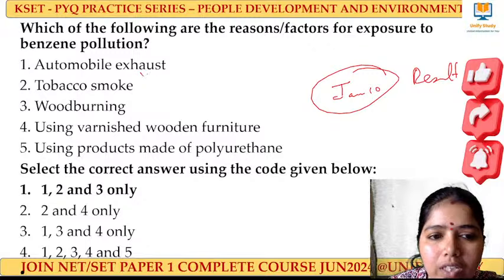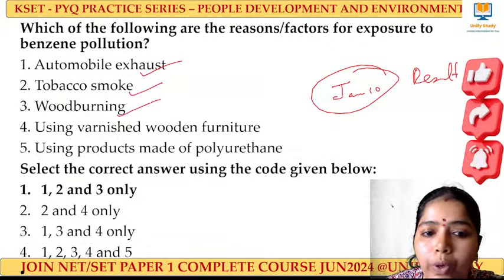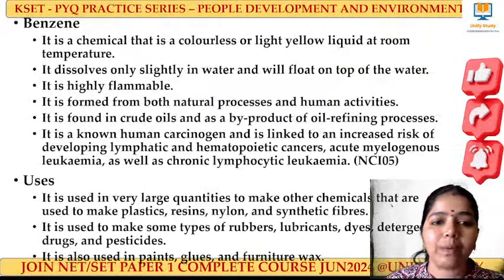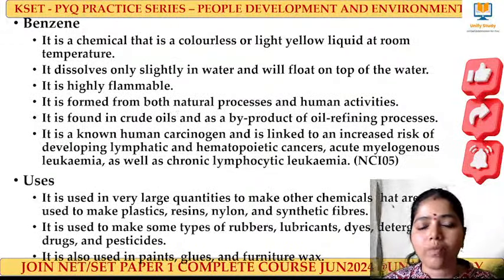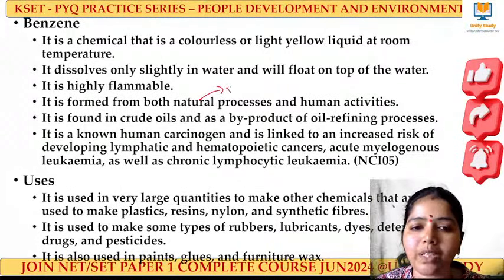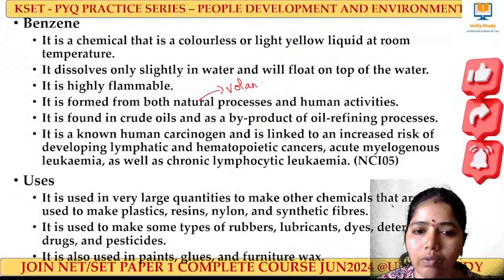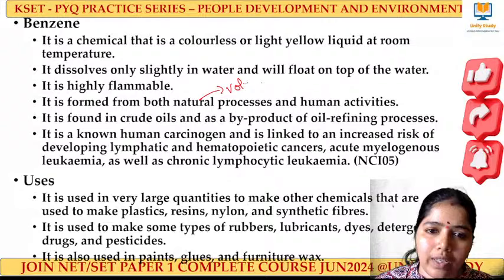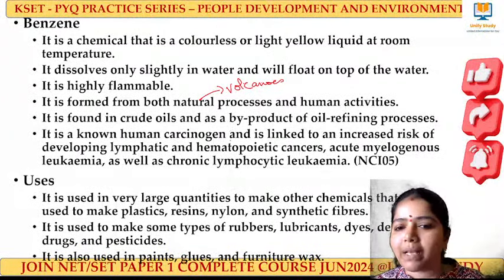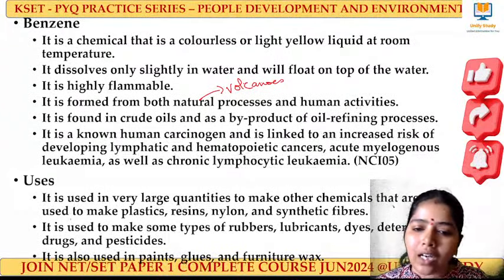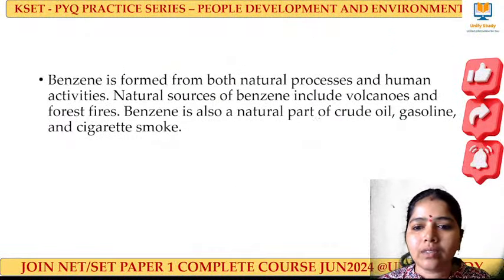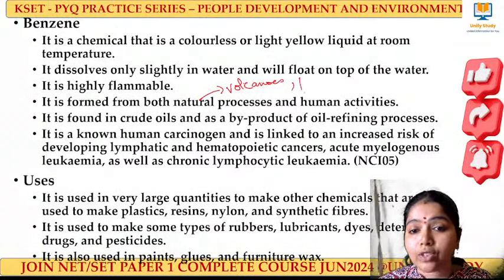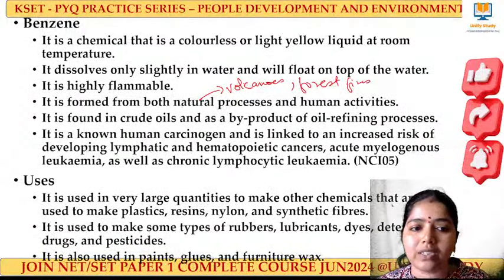So the right answer for this question is automobile exhaust, tobacco smoke, wood burning. Okay. So all these are exposures to benzene pollution, right? Benzene is released by natural processes and also human activities. Natural processes means by volcanoes. Volcanoes release benzene, and human activities like smoking and crude oil. By smoking, it is also released. And also forest fires, that is very, very important. Benzene is also released by forest fires.